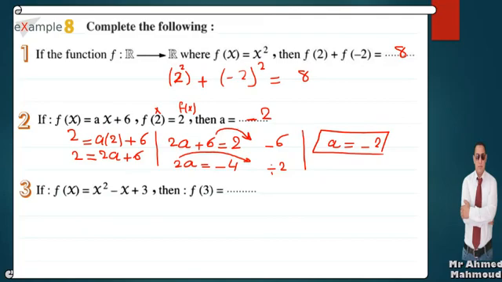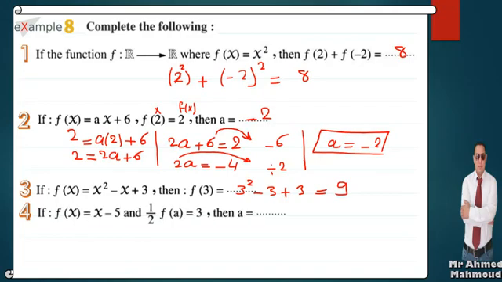The next one, f of x equal x power of 2 minus x plus 3. Then it will be 3 power of 2 minus 3 plus 3. It equals 9. The next one, f of x equal 2x minus 5. Then half f of a equal 3. Then a equal what? Okay, here in place of f of a I will write the rule, like this, half, and between brackets I will replace x with a. It will be half times (2a minus 5) equal 3.